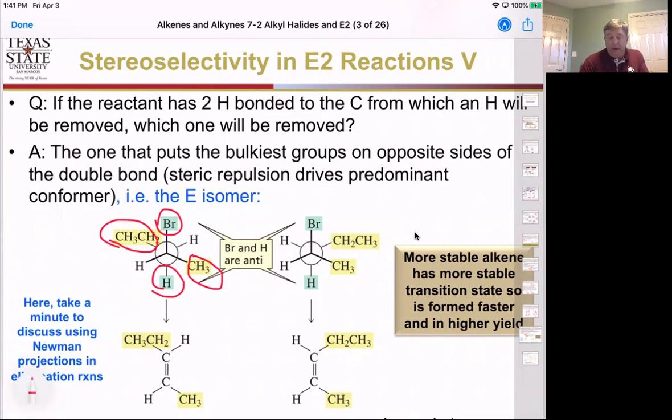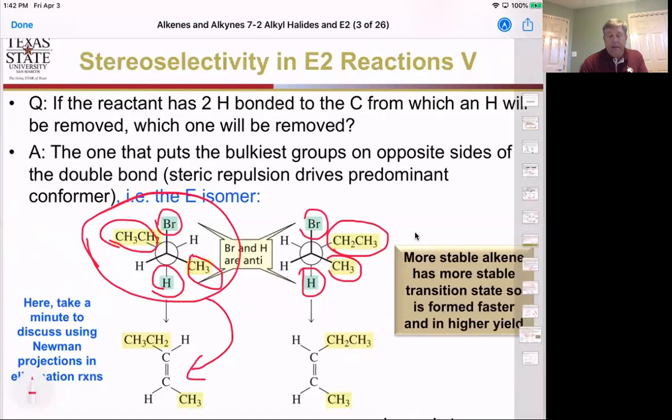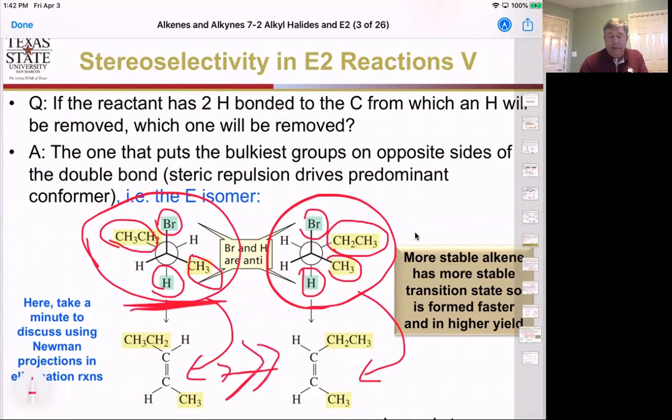In this case over here, we have our halogen and our hydrogen anti to each other, but we have our two largest groups closest together. That being said, this right here is our lower energy configuration. Therefore, it's going to give us our E isomer. This is a higher energy configuration that would give us our Z isomer, which means our E isomer is going to be favored because of the energy required to get into both of these anti-elimination configurations.